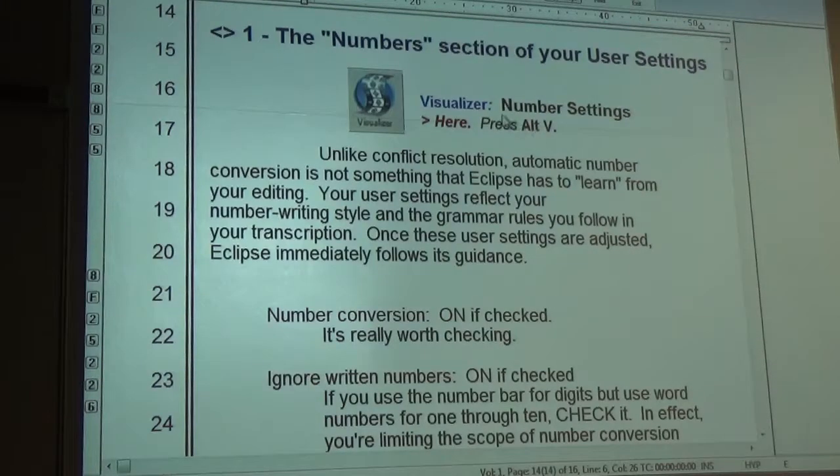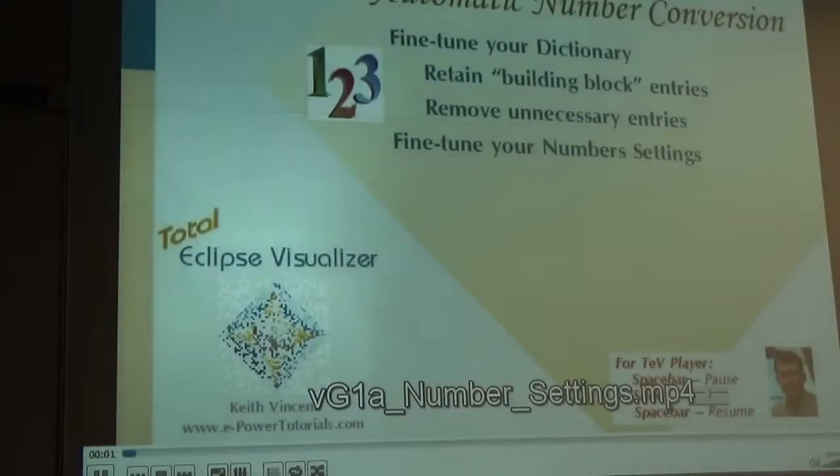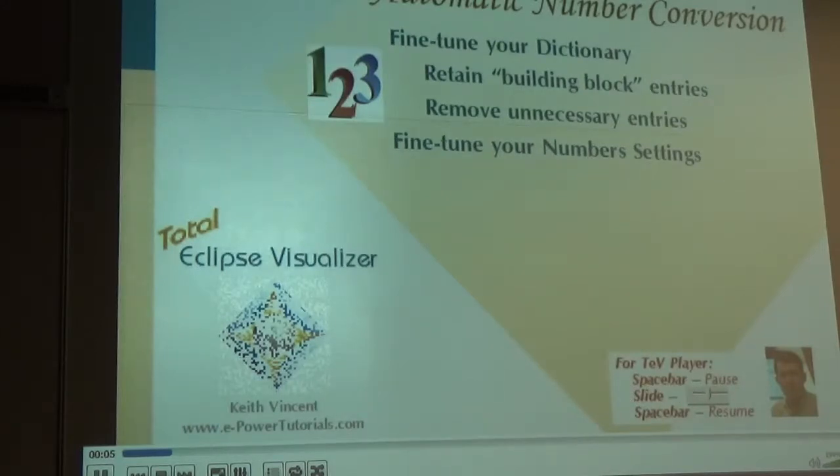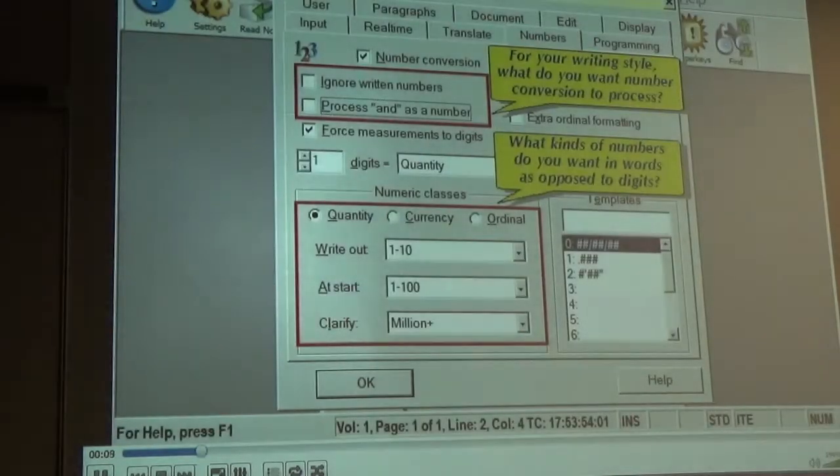Okay, number settings. Here are two quick examples of how to fine-tune your numbers settings. The numbers section of your user settings asks two general questions. First, how do you write numbers? So what do you even want number conversion to process? And second, what kinds of numbers do you want in words as opposed to digits?